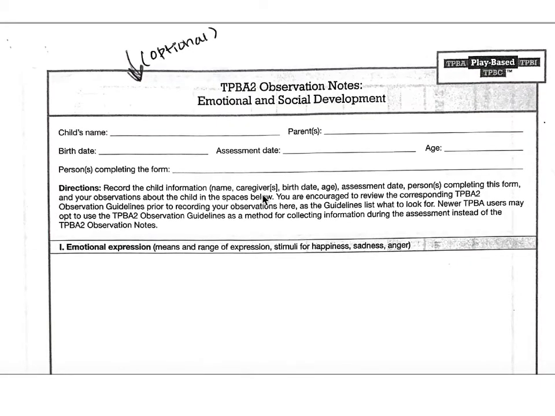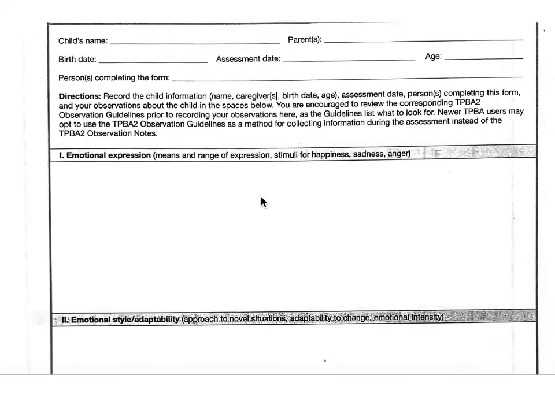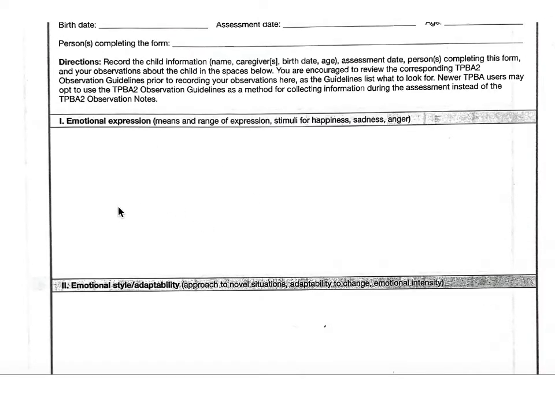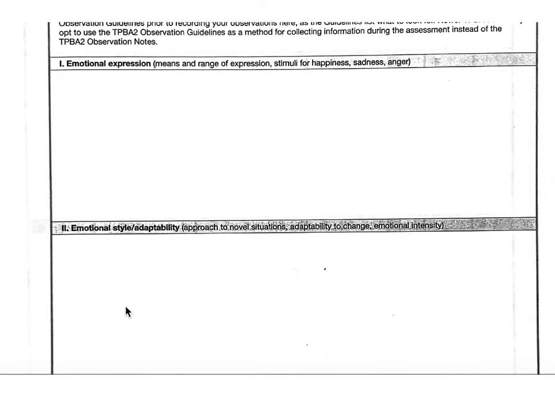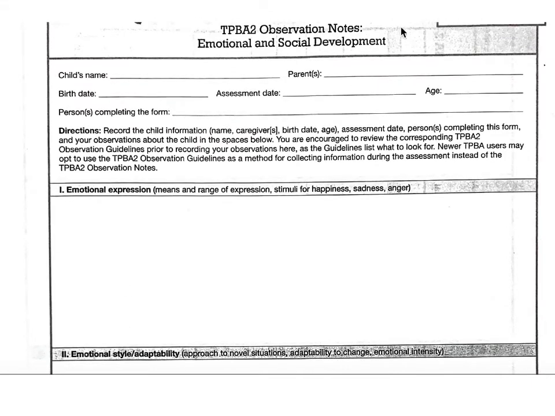Okay, once you're done using observation guideline, you can use observation notes. But I would say this is optional for us because we're new to this tool, TPBA 2. So I would recommend you to use the observation guideline instead of observation notes. But if you want to use it, it's still a good tool. So what you're going to do is you're going to provide the summary for each of the subdomains under this big domain, emotional social development. You can provide a summary for each subdomain.